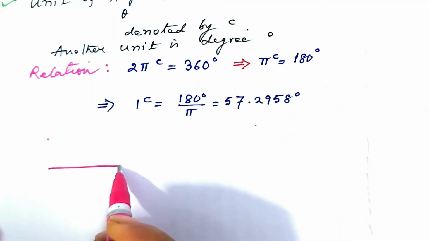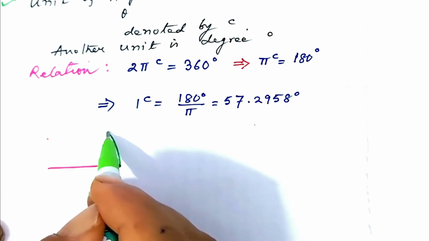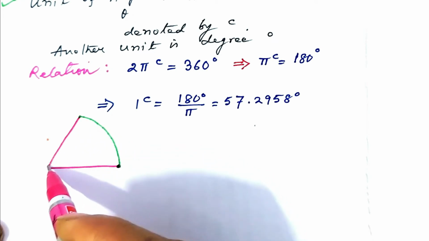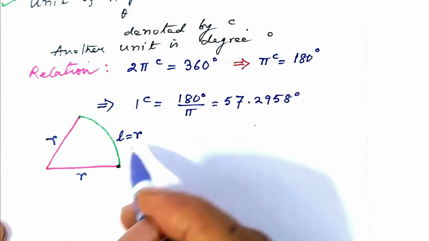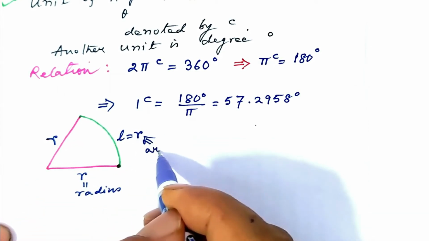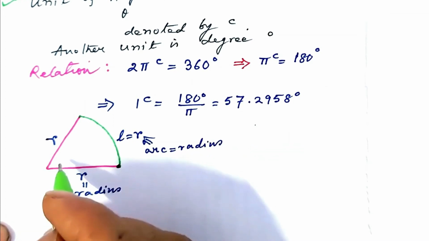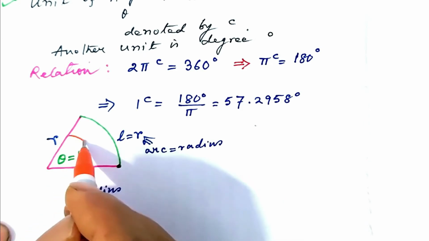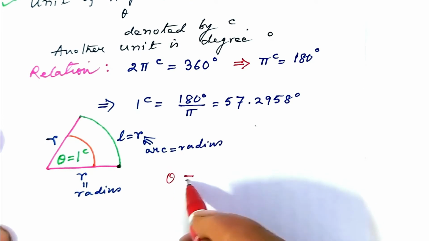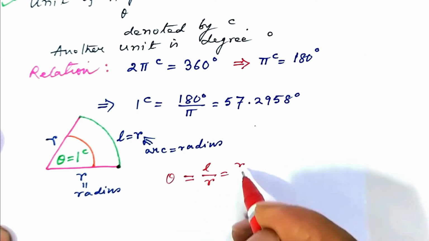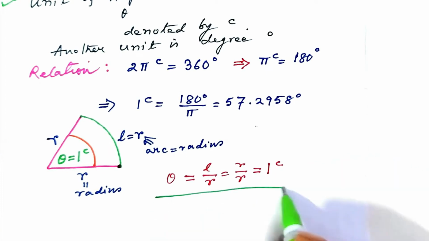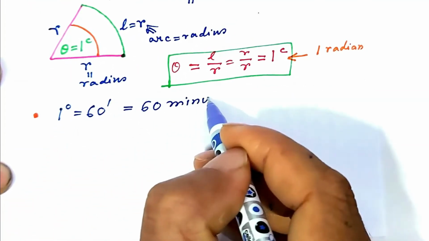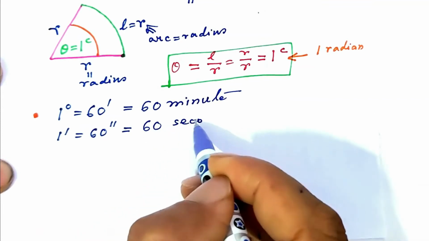Let us show the angle 1 radian through a diagram. Consider a line of length, say r, and an arc also of the same arc length r, and let us join the endpoints by a line which is also of length r. So r is the radius, and L equal to R means that arc length equal to radius. Under this situation, the angle created here is theta and is identified as 1 radian. So theta is L by R, which is equal to R by R equal to 1 radian. This shows what we mean by 1 radian. 1 degree equal to 60 minutes, 1 minute equal to 60 seconds.